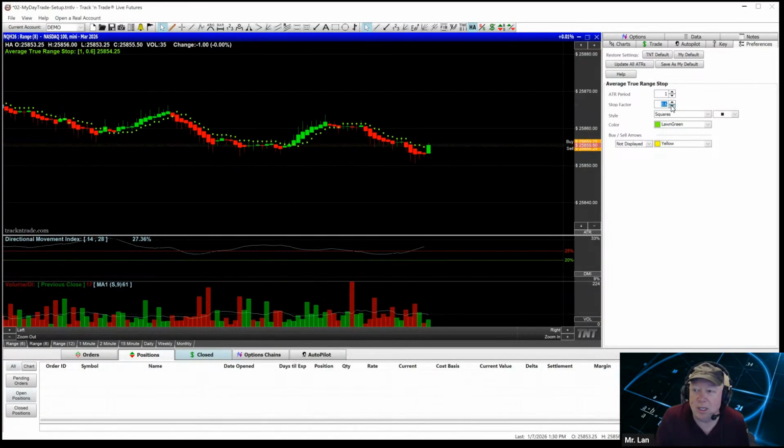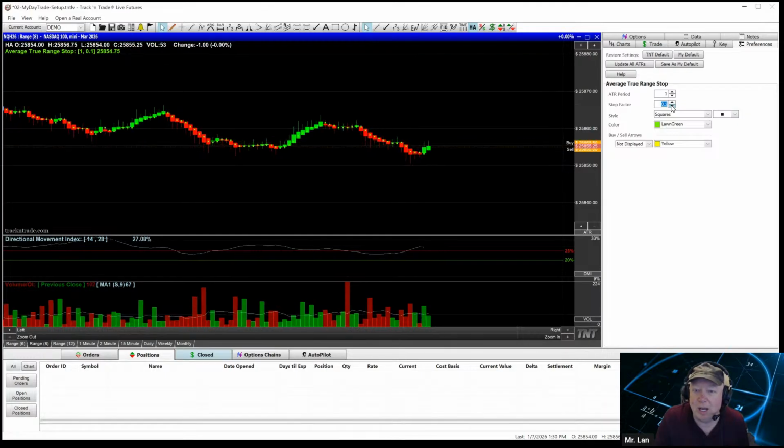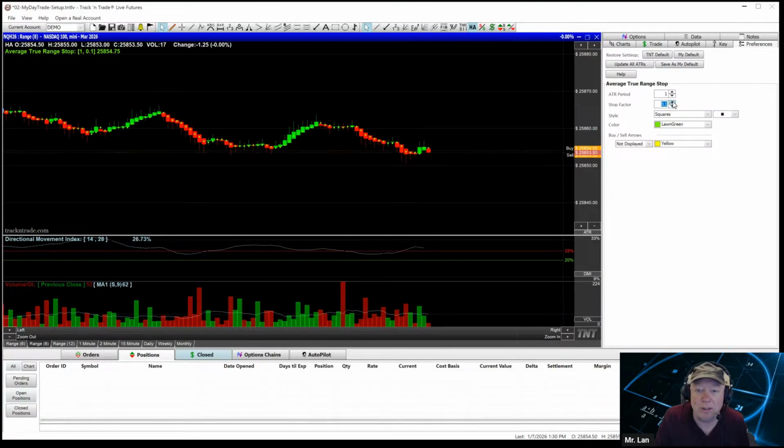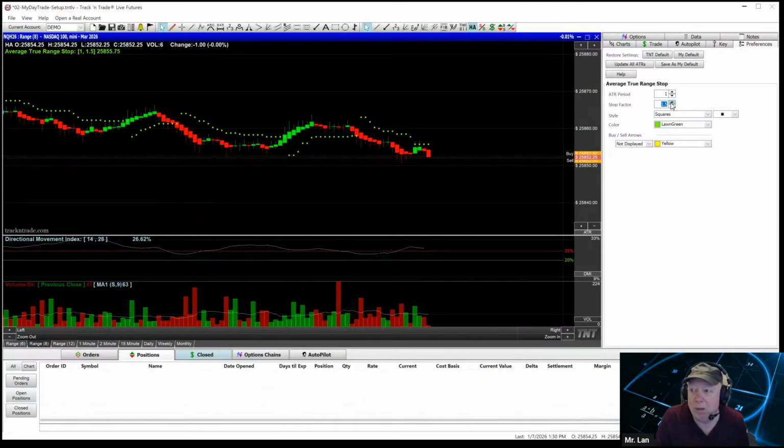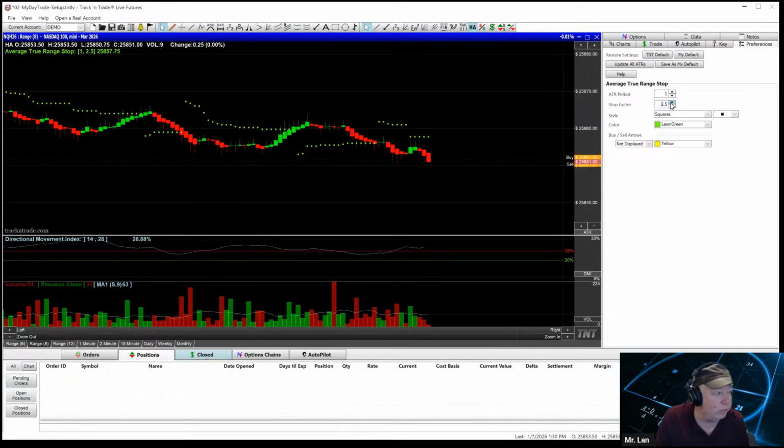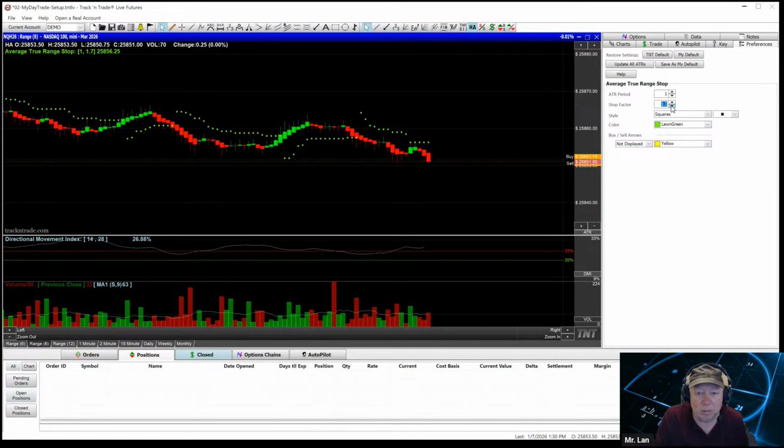So this is 6, and we can go to 7, 8, 9. See how tight it makes those dots? Too tight. One's right on top of them. So we can make those dots as tight as we want, or we can loosen them up. See how loose we can make them? We can make them go really loose, long ways away from the market. See that? That's way too loose, obviously. We don't want them that far away from the market. We want them close, but not too close.